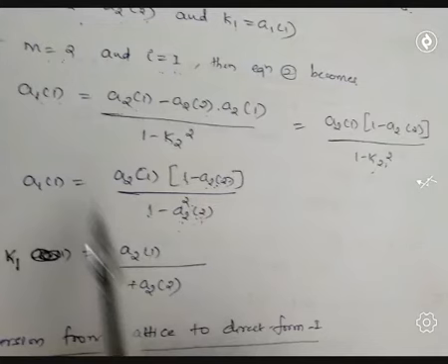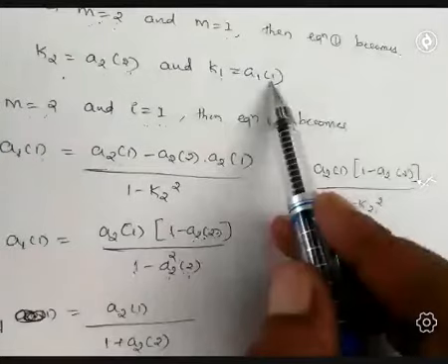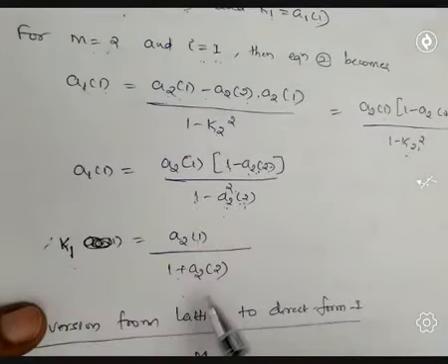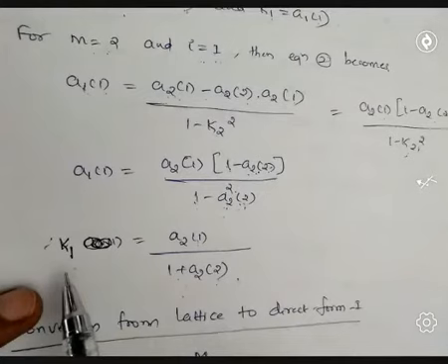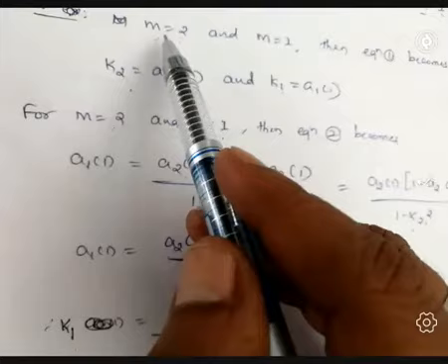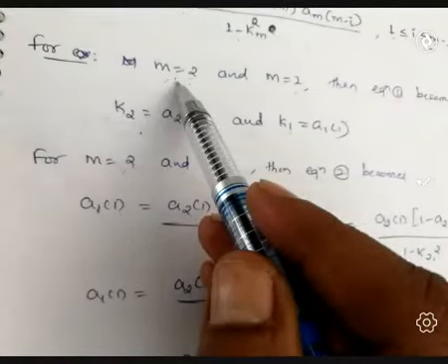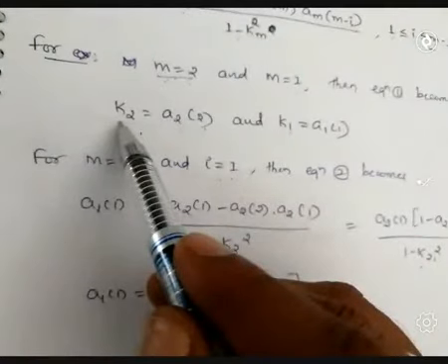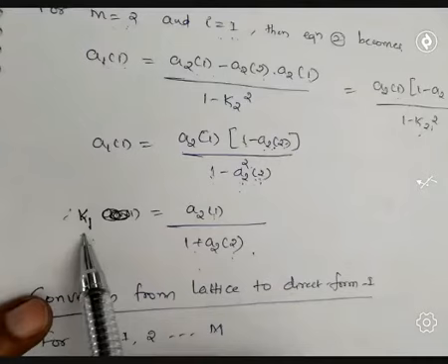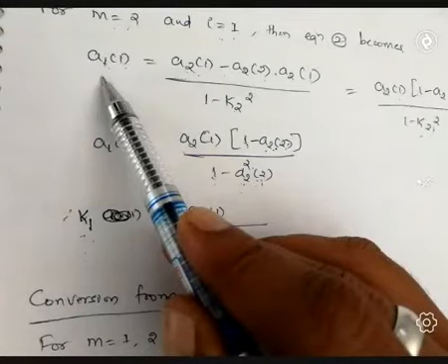This is A1 of 1. A1 of 1 equal to what? Already we calculated that A1 of 1 is K1. Hence K1 equals A2 of 1 divided by 1 plus A2 of 2. So what did we calculate here? We took an example of the second order case, M equal to 2. We got K2 directly, then we were left with the calculation of K1, hence we calculated coefficient K1. So from the given values of A, we calculated coefficients K1 and K2.